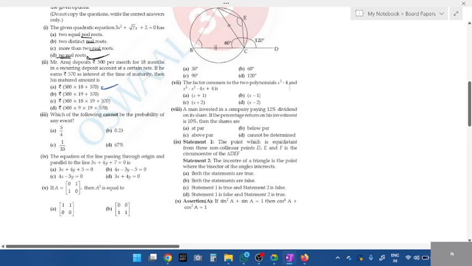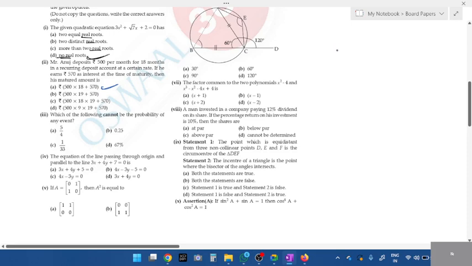Third question. What is given, students? Which chapter is the third one? Which of the following cannot be the probability? Okay, it's a probability question. For probability, there are only 3 or 4 points.